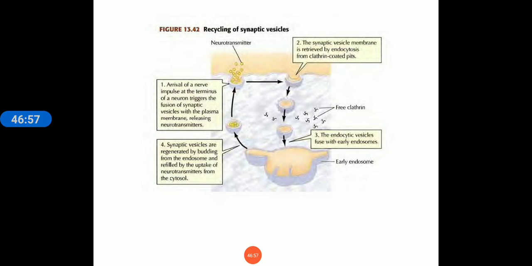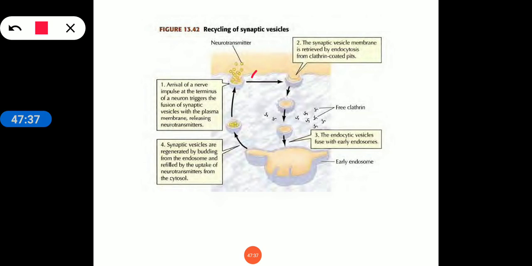The first thing is the arrival of a nerve impulse at the axon terminal. When the nerve impulse arrives, the synaptic vesicle fuses with the axon terminal and the neurotransmitter is released in the synaptic cleft. So whenever a nerve impulse arrives at the axon terminal, it triggers the fusion of the synaptic vesicle with the plasma membrane, and the neurotransmitter is released. Then what happens? The synaptic vesicle membrane is retrieved by endocytosis from clathrin coated pits.